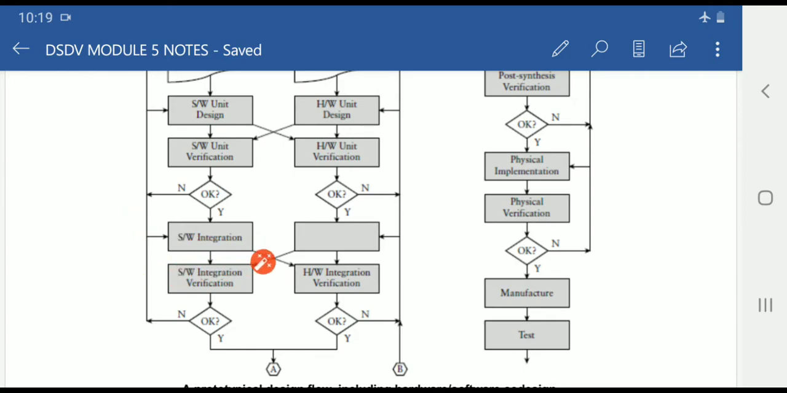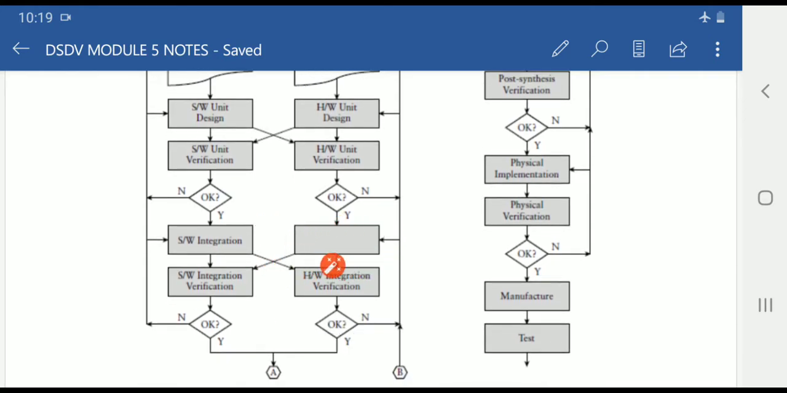If it is okay, then you have to integrate the software, because the program developed by the software unit design is subdivided among many teams. Those programs of the many teams are integrated. Similarly, hardware integration is done, which is also divided among many teams. Then software integration verification needs to be done. We have to combine all the sub-programs to form one main program. Similarly, combining all the devices to make one device, that is hardware integration and verification. If it stands okay, it goes to the next stage. Otherwise, again redesign the system.